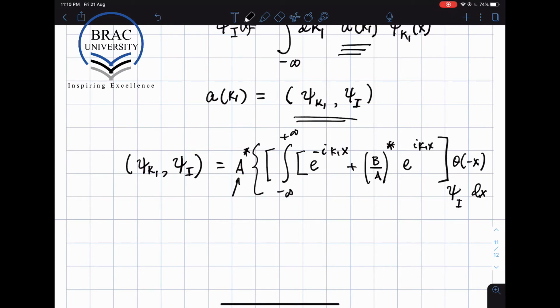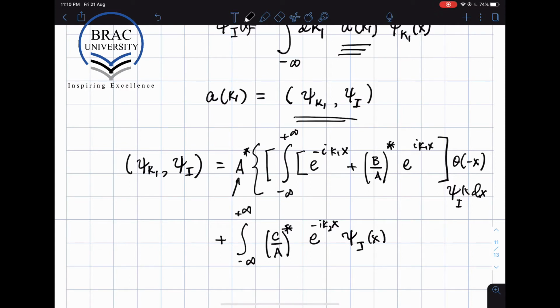And the second term is going to be, again, an integral from minus infinity to plus infinity. And then we will have c over a, and again, this will be conjugated, and the sign in k2 is going to be changed. And then there'll be psi_I of x. So let me also put it here, and then there'll be theta of x, dx. And then we can close all our brackets.